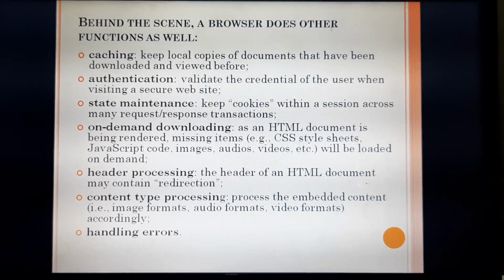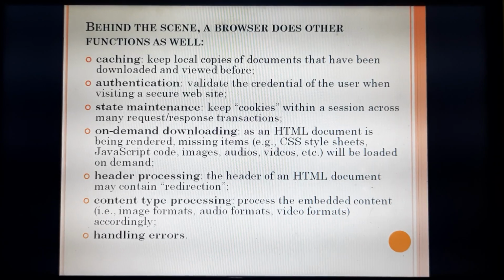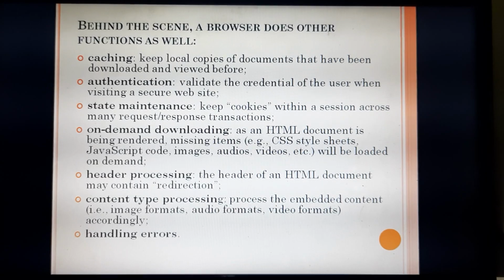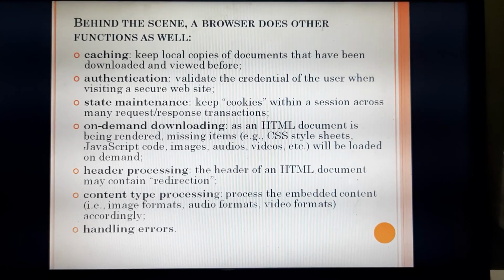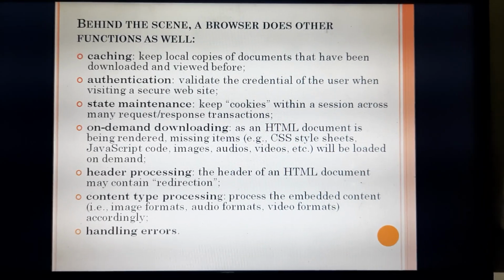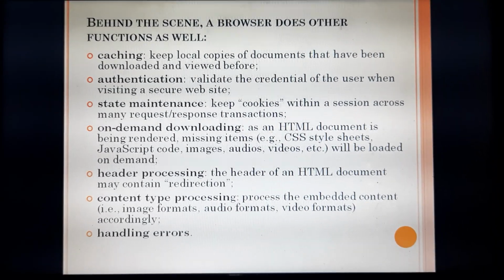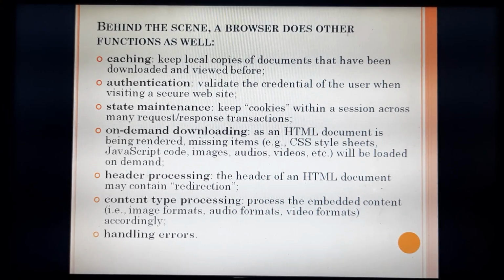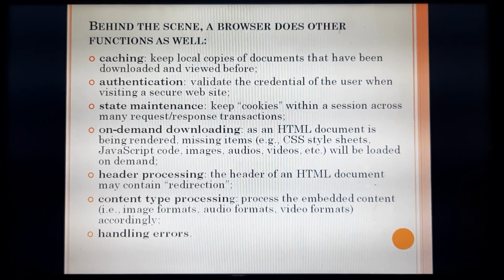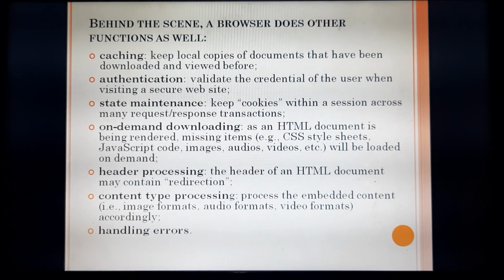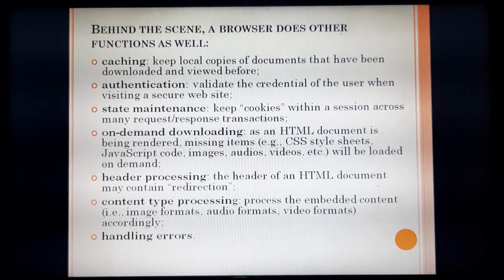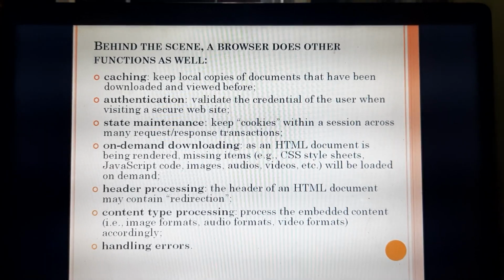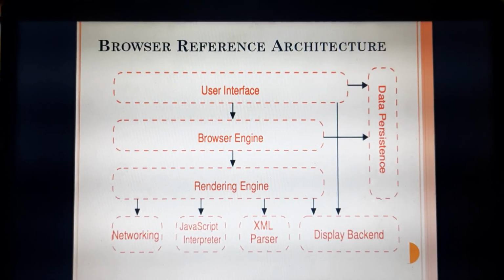Sometimes we might get errors, but the browser doesn't show those errors, it simply displays the content. So those errors are handled and displayed behind the scenes, so we can't actually find them. Generally we make some mistakes in the HTML document, but we can't find those mistakes, we simply get the text on the web page. So these are some of the functions performed by the browser behind the scenes.